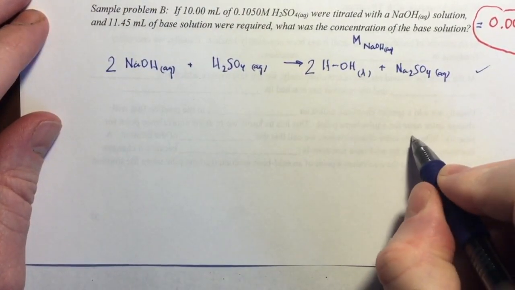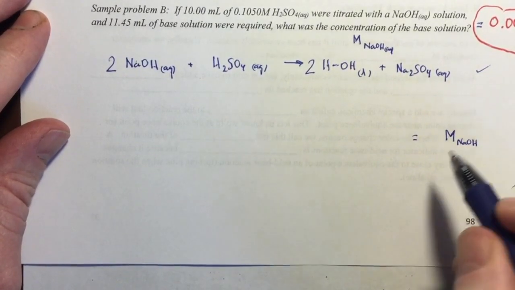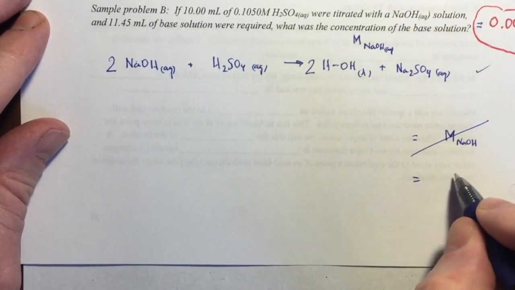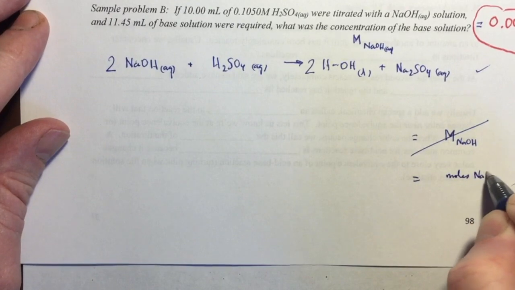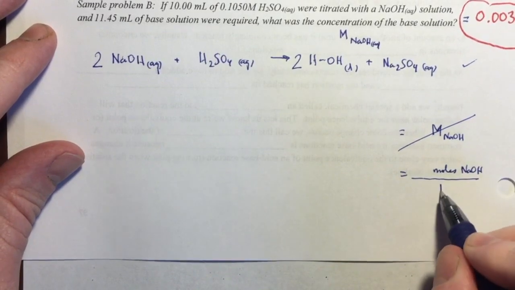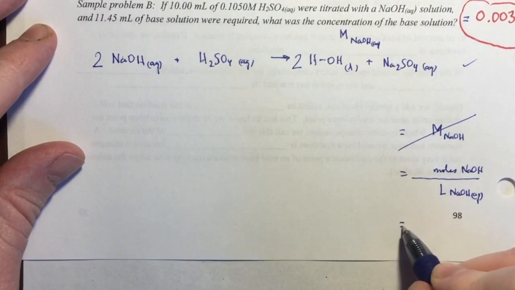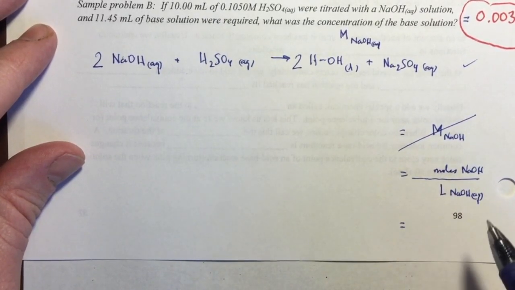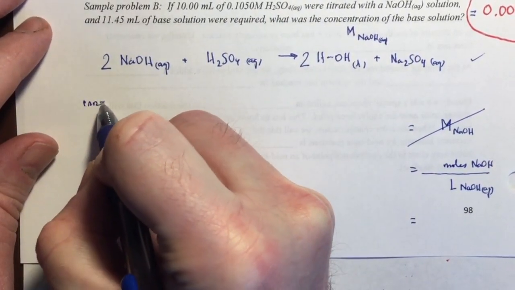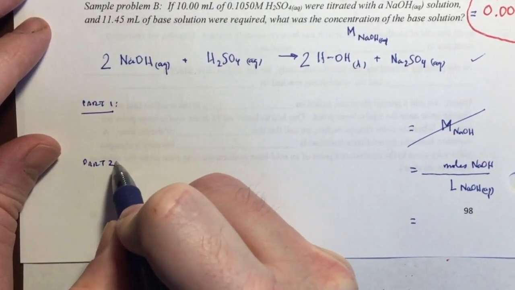Next, I'm being asked to calculate a molarity of the sodium hydroxide. And instead of trying to figure out what the molarity is, I'm just going to rewrite that to say moles of sodium hydroxide over liters of that sodium hydroxide solution. And once I get those numbers, I can plug them in here, and then I'll get my answer. So I'm going to have part 1 for the numerator and part 2 for the denominator.